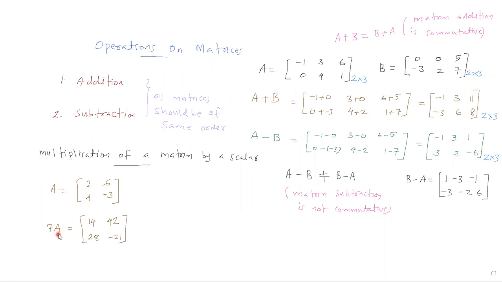If you want to multiply a matrix with a scalar, scalar matlab a constant, what you have to do is multiply every element of that matrix with that scalar. So that is multiplication of a matrix by a scalar.